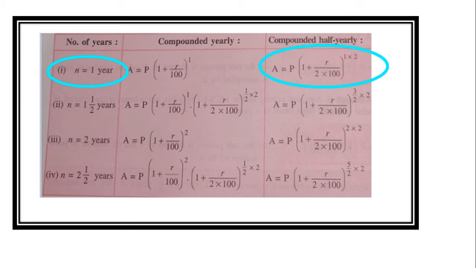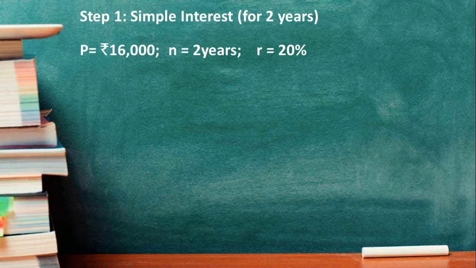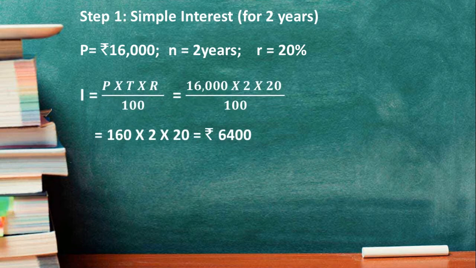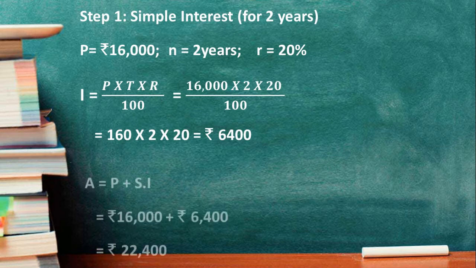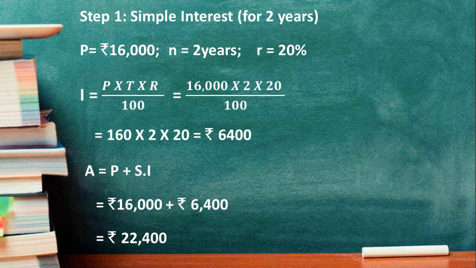Let us move on to the solution part. Step 1, we are going to calculate simple interest for 2 years by using the formula I is equal to P into T into R by 100. So simple interest is rupees 6,400. Amount will be equal to principal plus simple interest, that is 22,400 rupees. So this sum should be used as the principal to calculate the compound interest for the third year, that is the remaining 1 year.